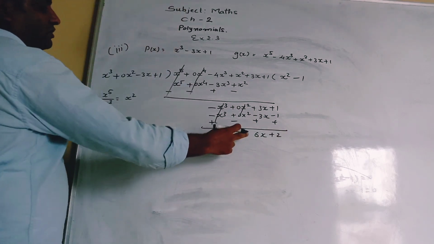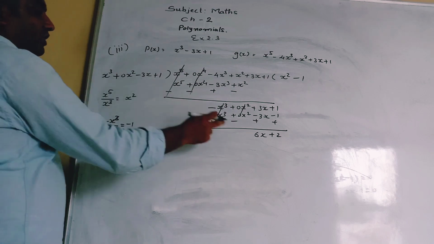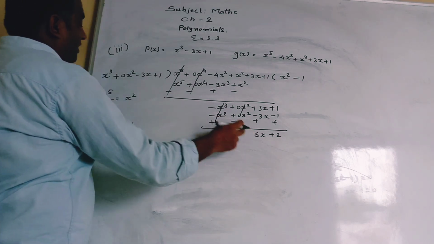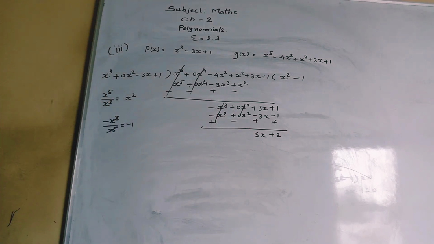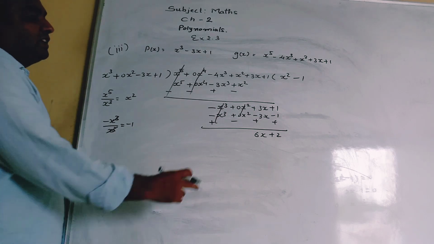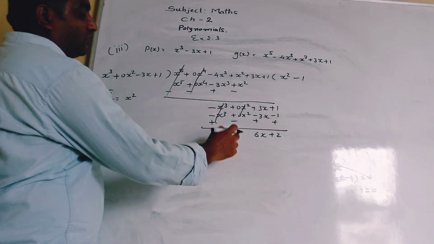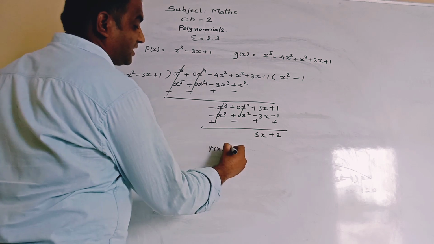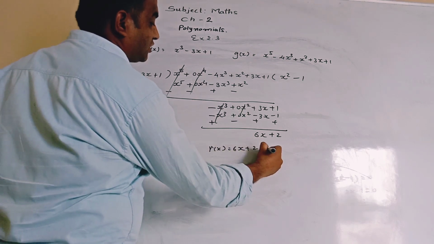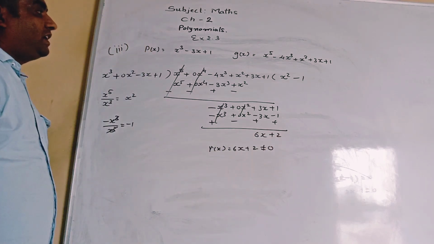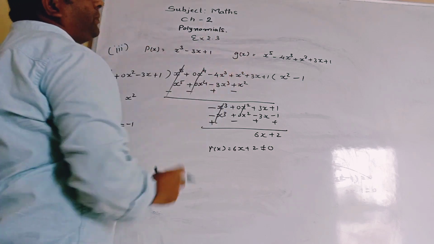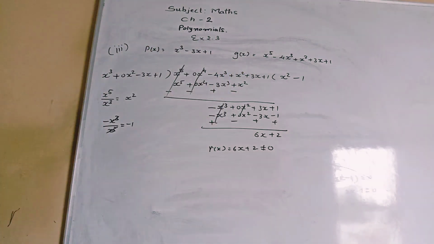So here now 6x and x cube remain. The leading term power is less than the divisor power, so the division is not possible. So the remainder is 6x plus 2, which is not equal to 0, and so we can say that px is not a factor of gx.